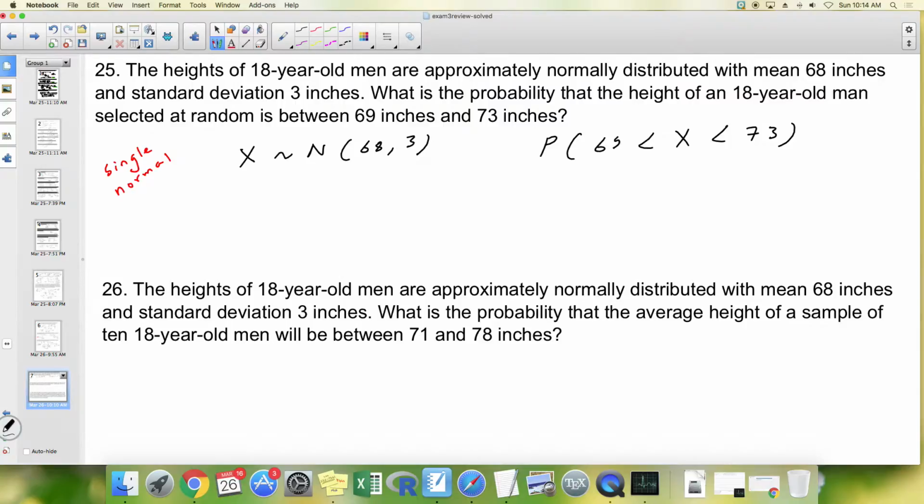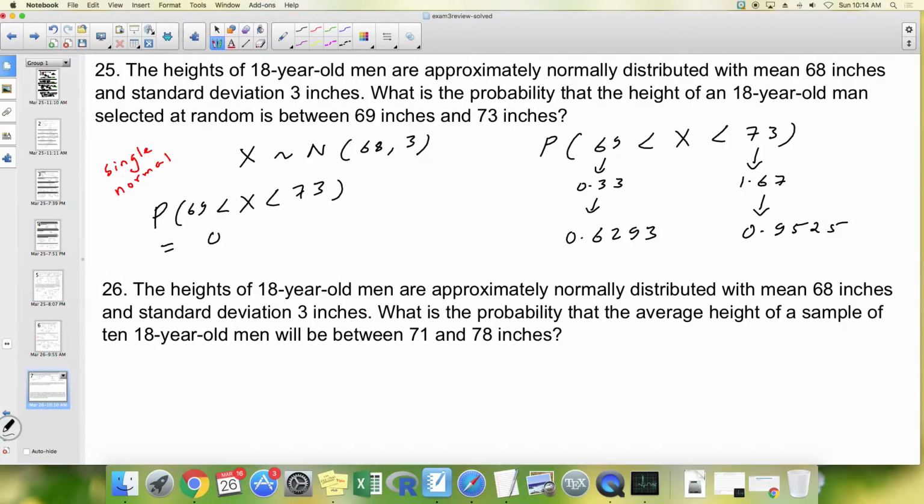Standard stuff. Find the z-score. So the z-score for this is 1.67, and if you go to the z-table, that shall be 0.9525. The z-score for this is 0.33. If you go to the z-table, you shall find that's like 0.6293. So probability x lying between 73 and 69 shall be 0.9525 minus 0.6293, which shall be 0.3232.